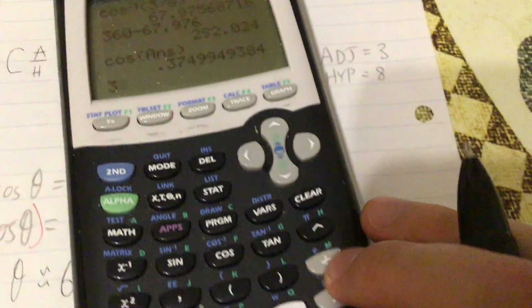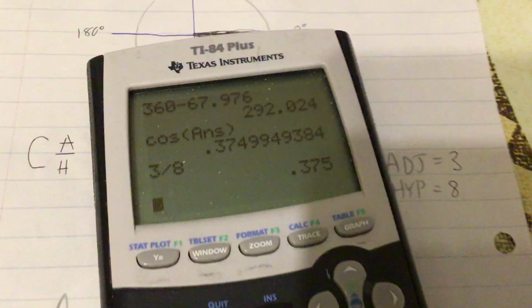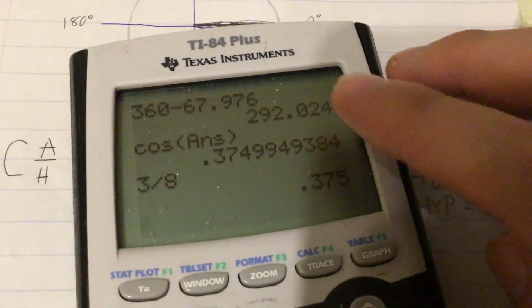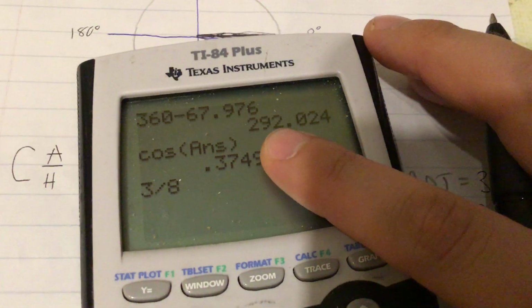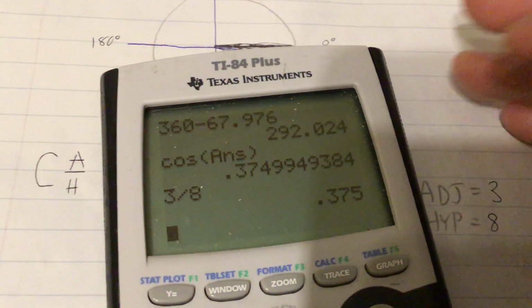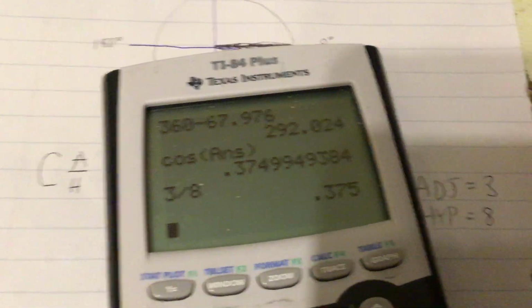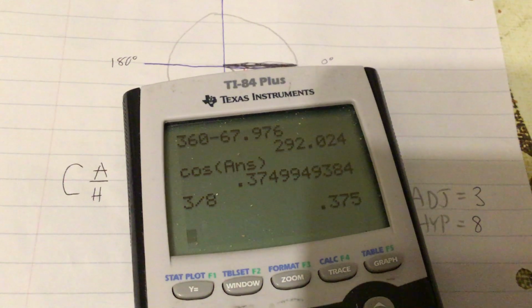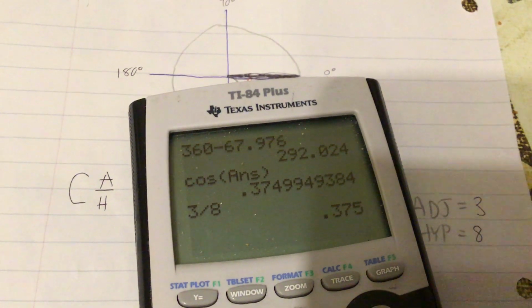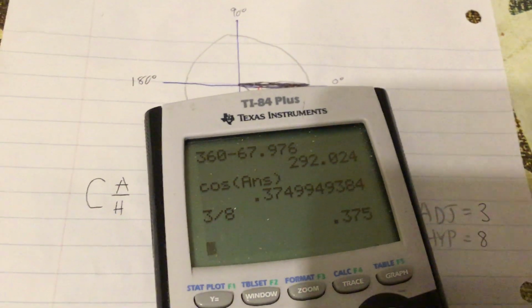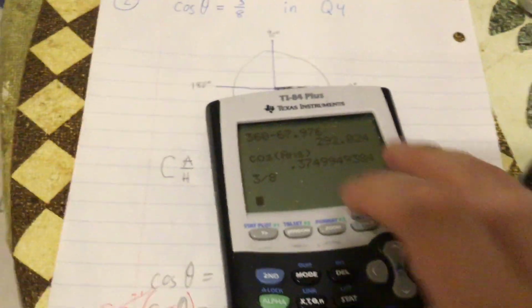And remember, 3/8 is 0.375. They match up almost identically. 0.375, 0.37499, yeah, exactly. So the more accurate your solution will get when you have more decimal places. Let's just go with 3. Okay, but that's how you check your work.